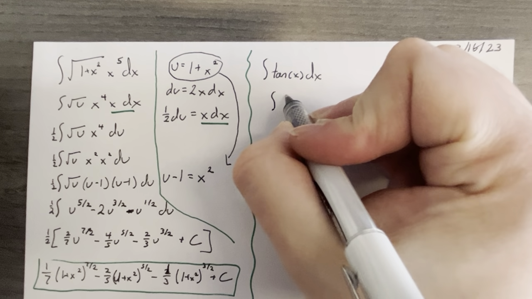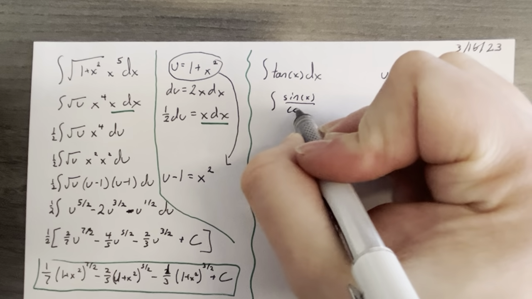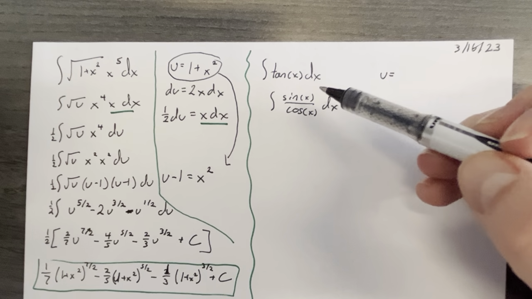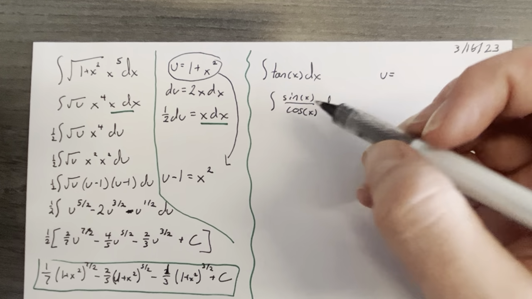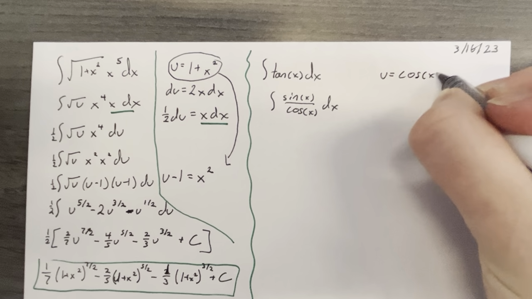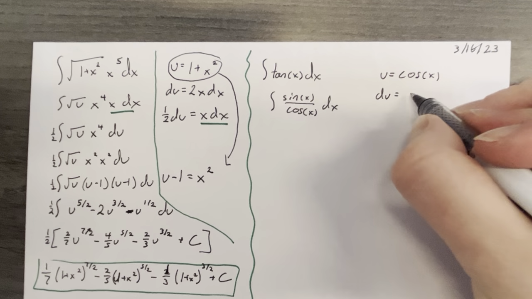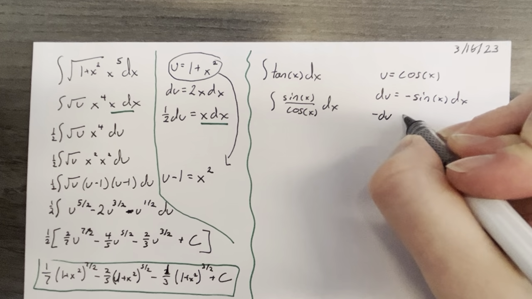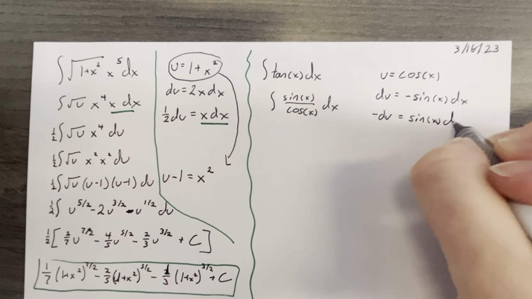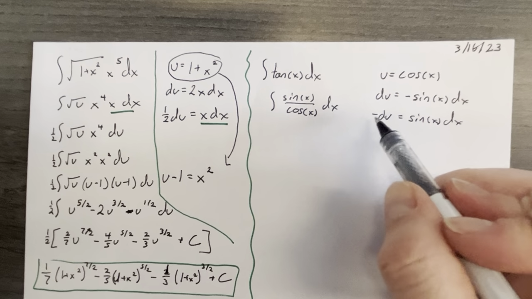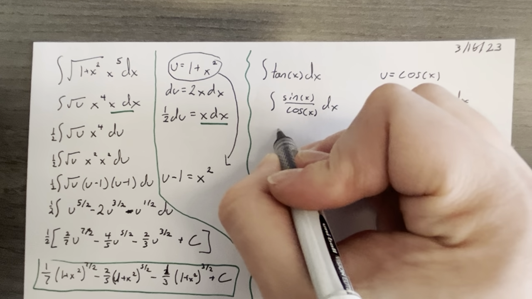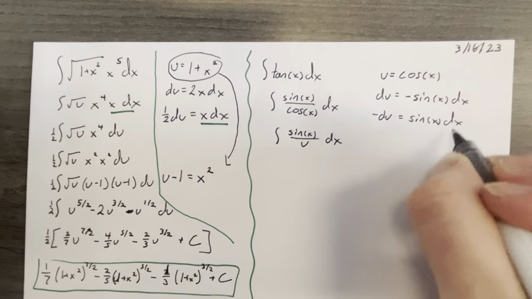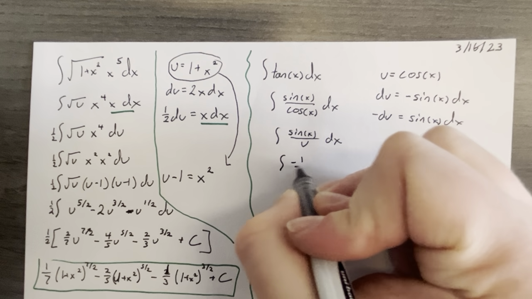So we do want to relook at tangent as sine of x over cosine of x. And so we got to select our u carefully here. There's only two options. The option is cosine here, because our derivative is going to get us negative sine of x dx. So bringing that negative over, sine x dx is the same as negative du. So sine of x over u dx, that sub is made at the cost of a negative sign.